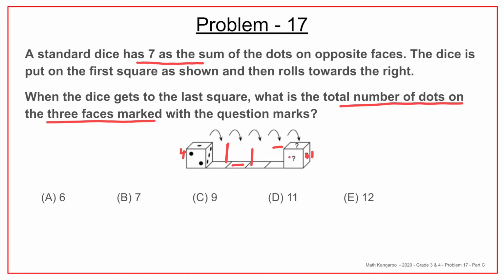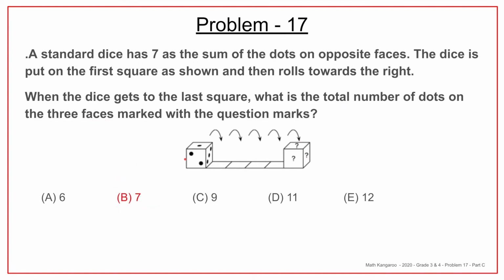So we have this one. 2 will always remain the same, so it remains 2. Now opposite to 3 is 4. So when it rolls, it would be 4 in here. So we had 4 plus 2 plus 1 gives us 7. So our answer is option B, 7.